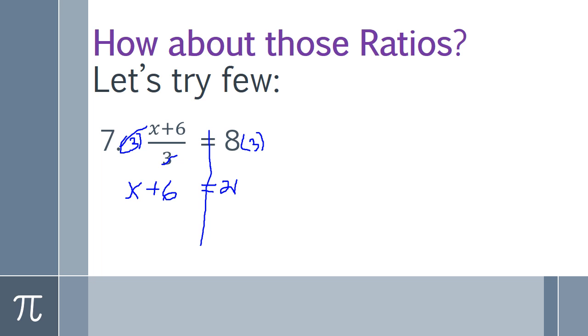Now this is a one-step equation where we have to get rid of 6 to be able to have x by itself. The inverse operation of addition is subtraction. That means I need to subtract 6 from both sides. That allows me to have x by itself on the left side, and then I'm going to end up with 24 minus 6 equals 18 on the right side.